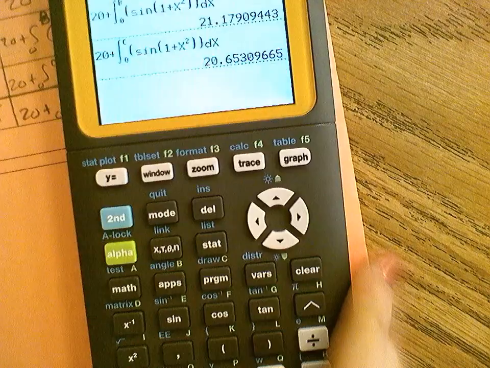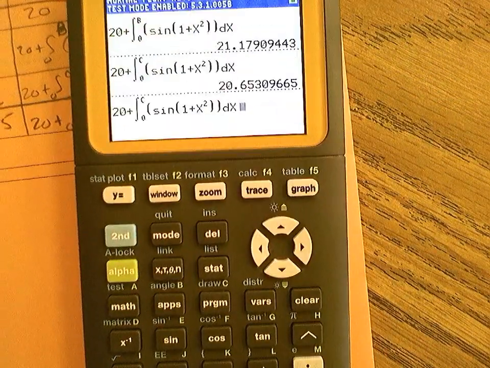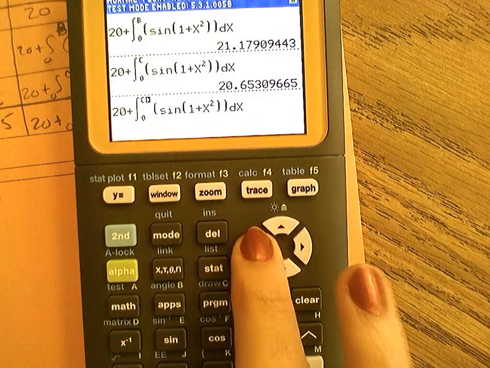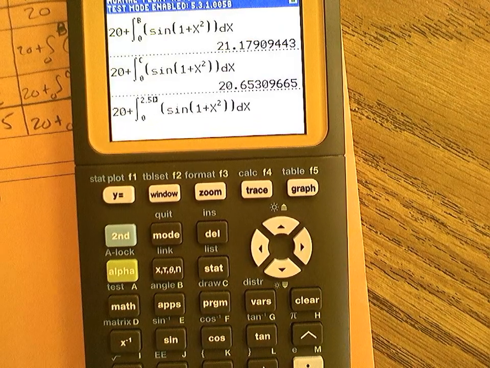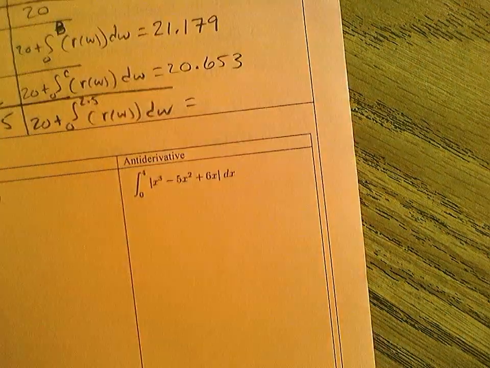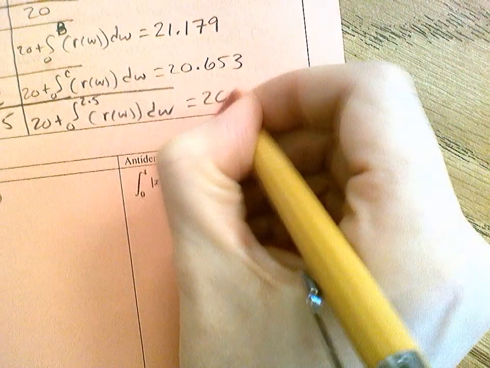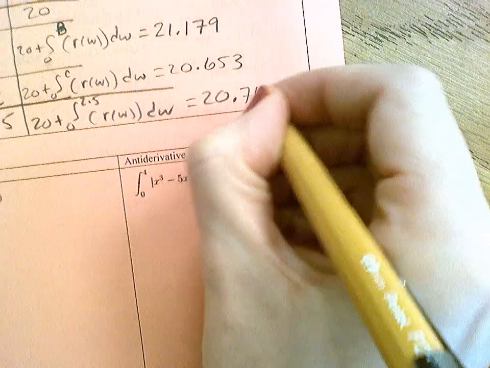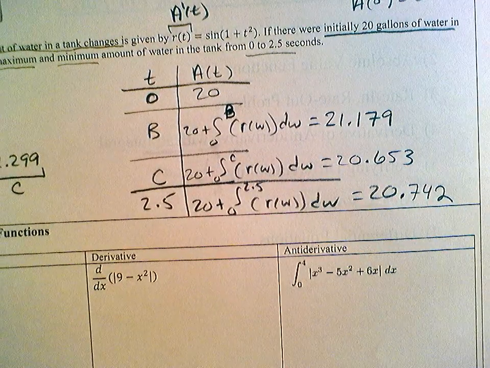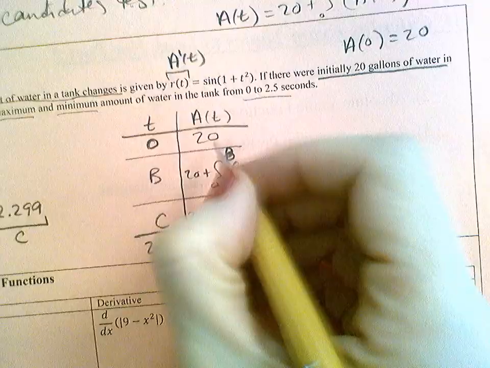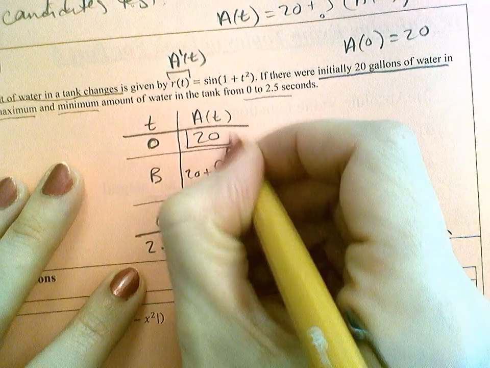20.653. And then again, second enter. And then 2.5. 20.742. Now they're asking for the absolute max and the absolute min. So the absolute min, we could just go like this.